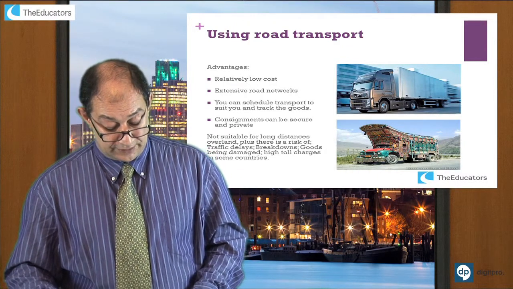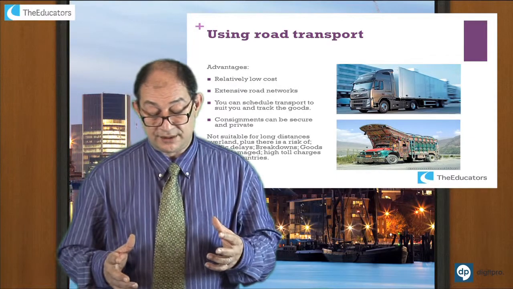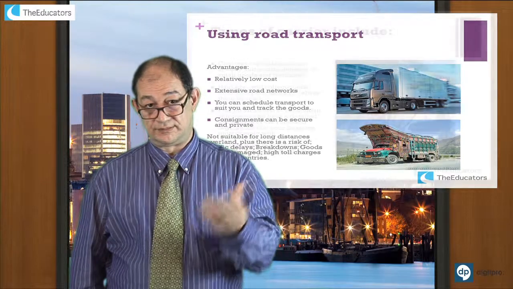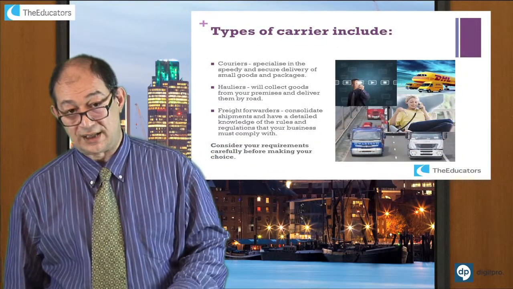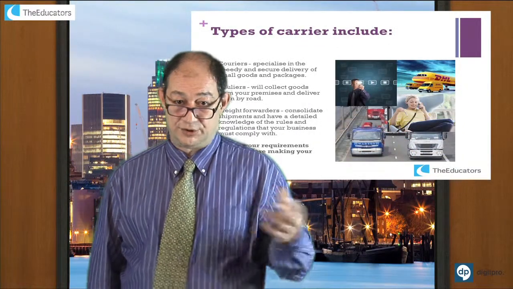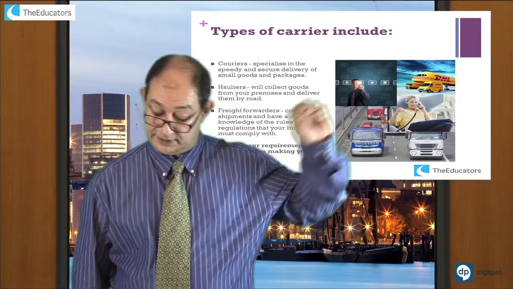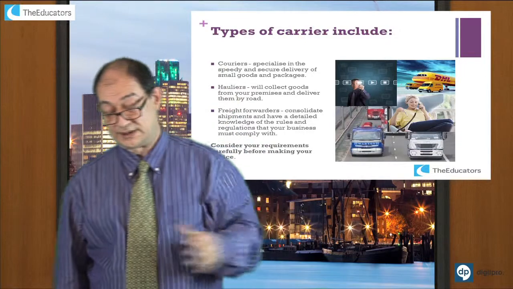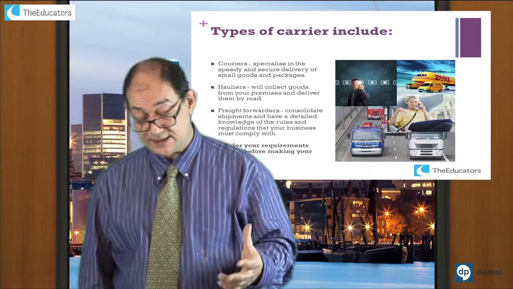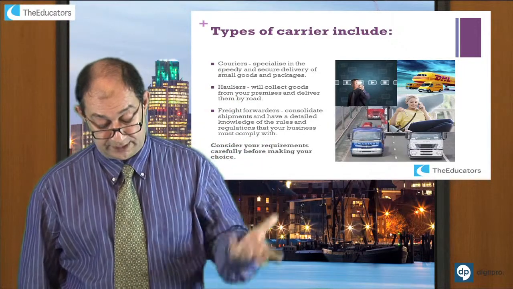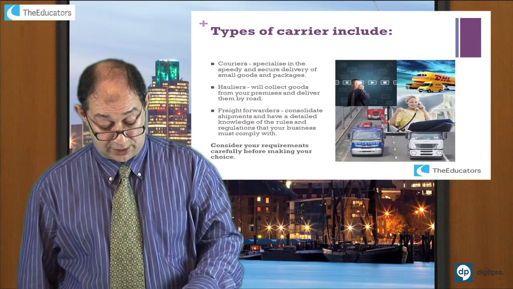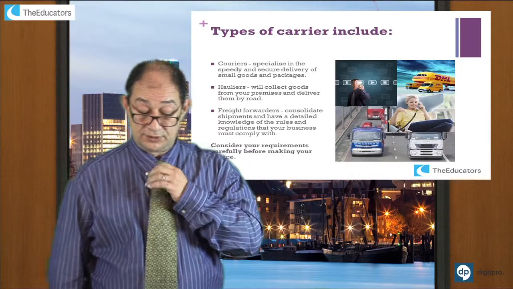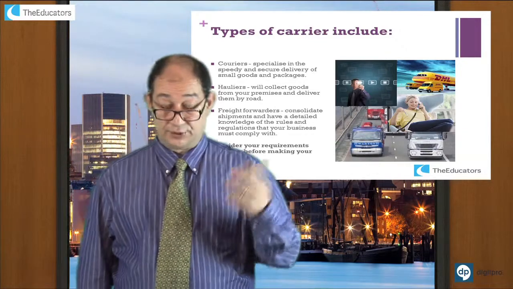Now there are different types of carriers here. Couriers like DHL or FedEx are most suitable for small items. They come and pick it up from your office and deliver it to the destination. They do all the customs work, clearances, and so on. But it's expensive for ongoing, large volume commodities. Hauliers, the truckies, are people you can call and book a truck.